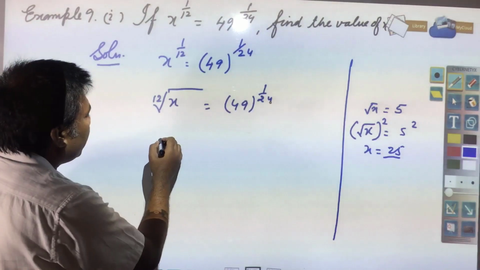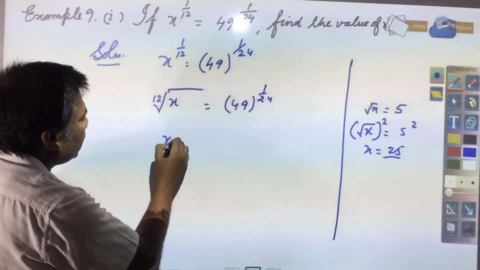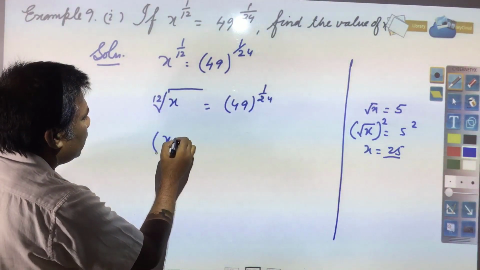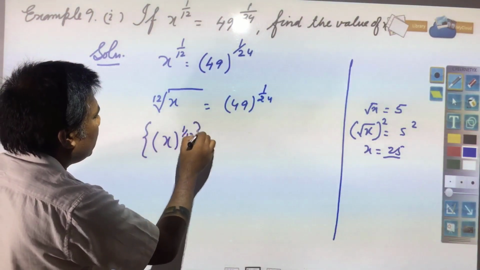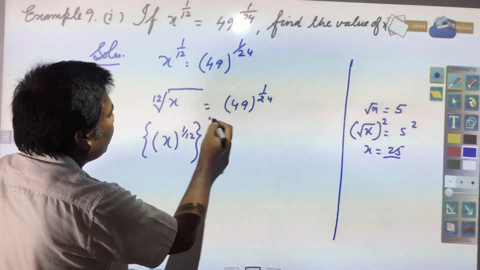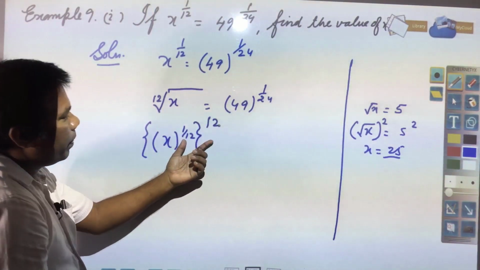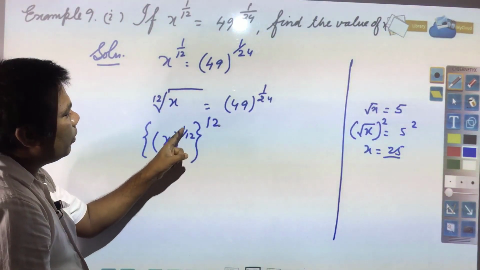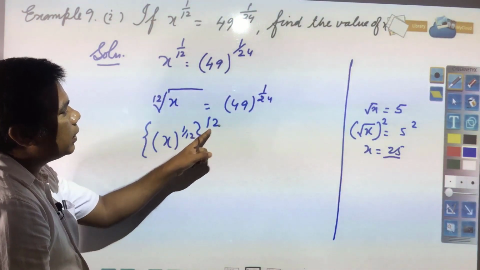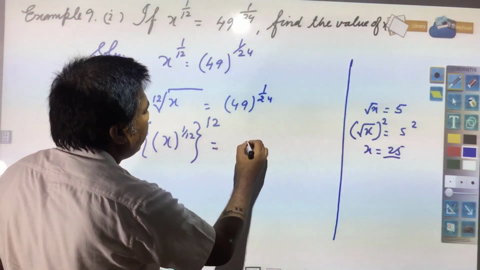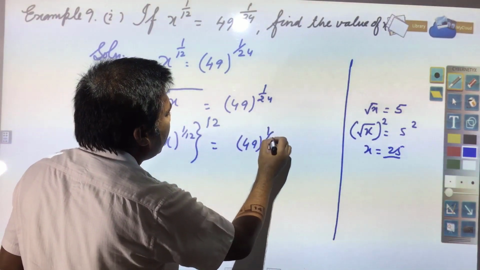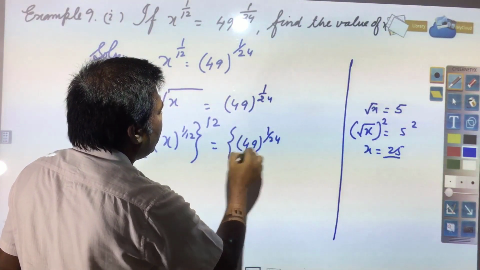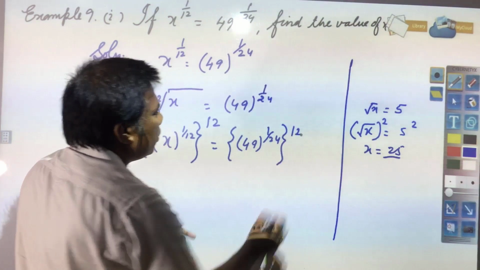So, here we will power this with x to the power 1 by 12, to the power 1 to the power 12 we will do. So that this 1 by 12 and 12 will be cancelled. So, here you will have 49 to the power 1 by 24 and to the power 12.